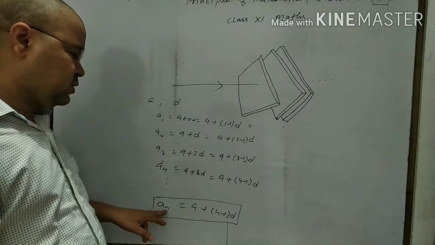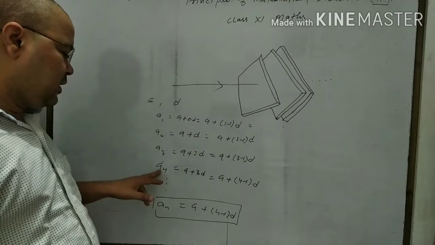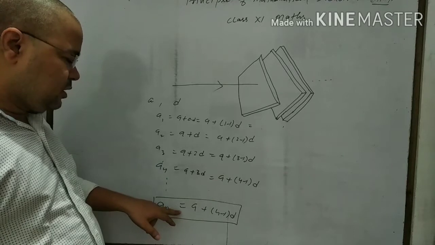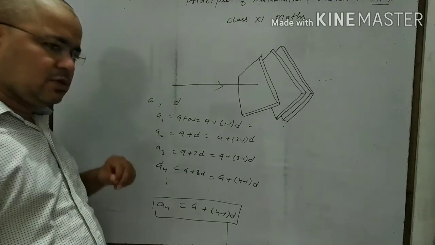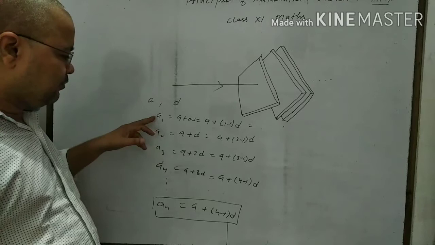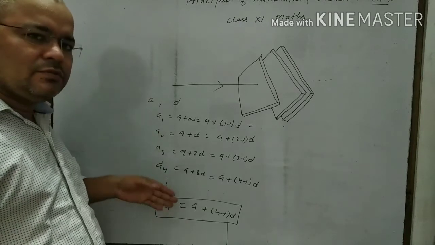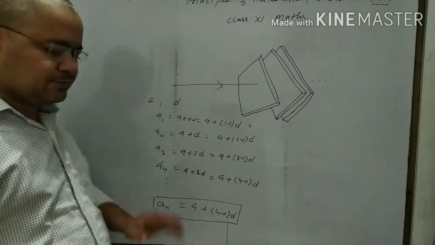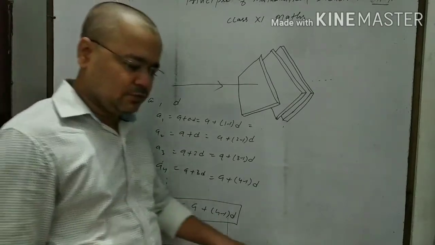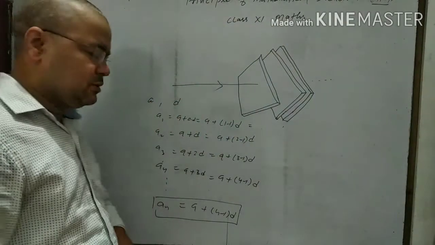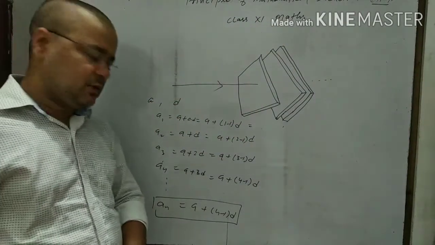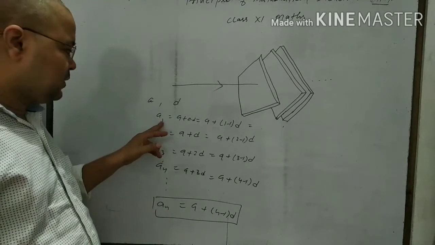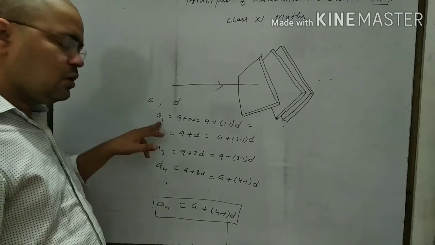If we put n equal to 4, then A4 is equal to A plus 4 minus 1 into D, meaning 3D. In this way, the general rule applies for the first, second, third, and fourth terms; with the help of individual terms, we make a general rule. So this is an example of induction also. For induction, it is important that the rule should be true for 1 also.